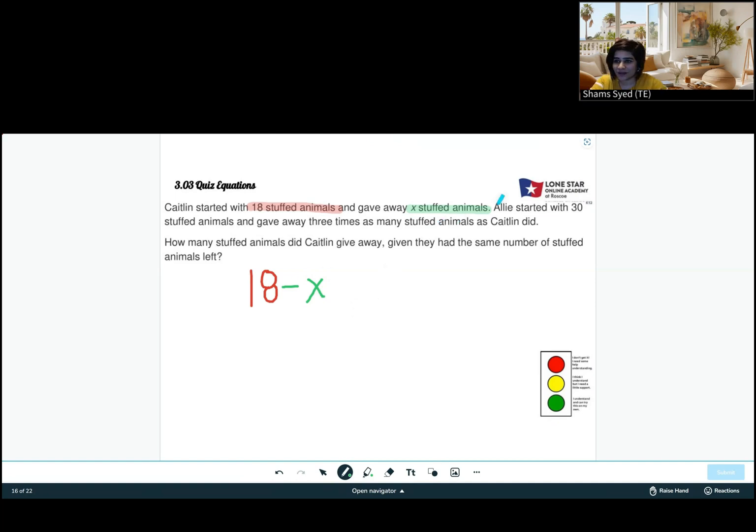Okay? Ali started with 30. Ali started with 30 stuffed animals. We start with 30. That's a constant value. Ali starts with 30 stuffed animals. And gave away 3 times as many stuffed animals as Caitlin. If you give away 3 times as many as Caitlin, you're giving away 3 times X because Caitlin gave away X.